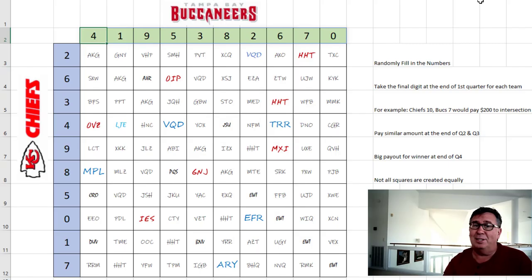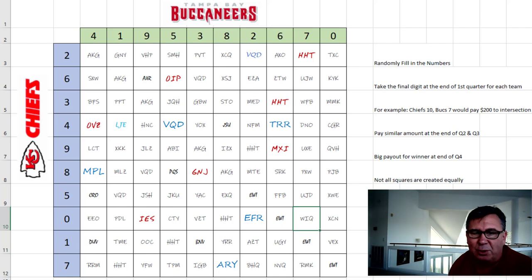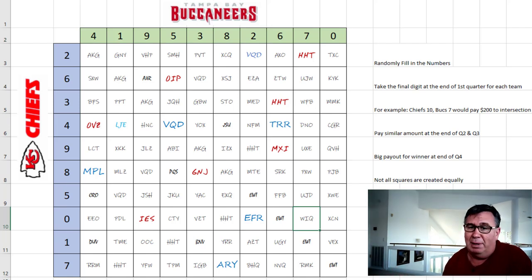Right, now, as the Super Bowl is being played, at the end of each quarter, so first quarter, second quarter, third quarter, and the end of the game, you take the score. Let's just say this weekend it's Chiefs 10, Bucs 7 at the end of the first quarter. So you take the last digit, so 0 for the Chiefs, 7 for the Bucs. Chiefs here at 0, Buccaneers at 7, and whoever bought that square gets a pretty nice payout, maybe $200 or $250, usually $200, because then at the end of Q4, they double up and that person gets $400 or something like that.